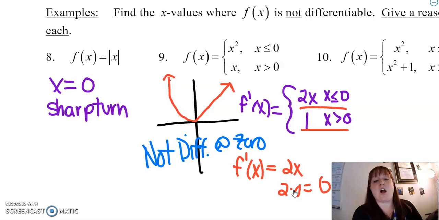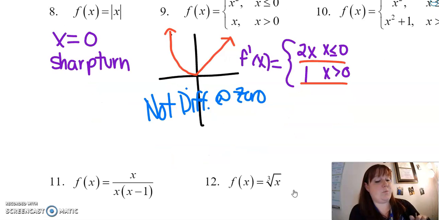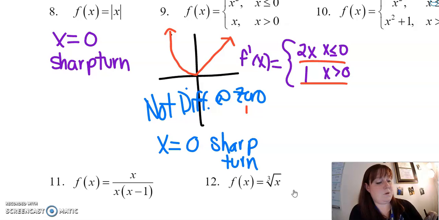I know I'm saying it over and over, but you'd be surprised at how hard it is to just remember that. The derivatives have to be equal in the piecewise function for it to be differentiable at that point. So where is this non-differentiable? At x equals 0 because of a sharp turn.